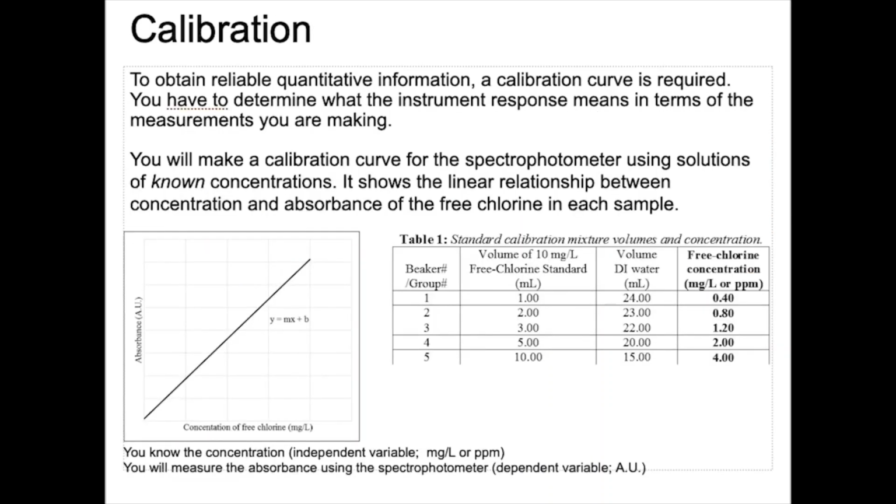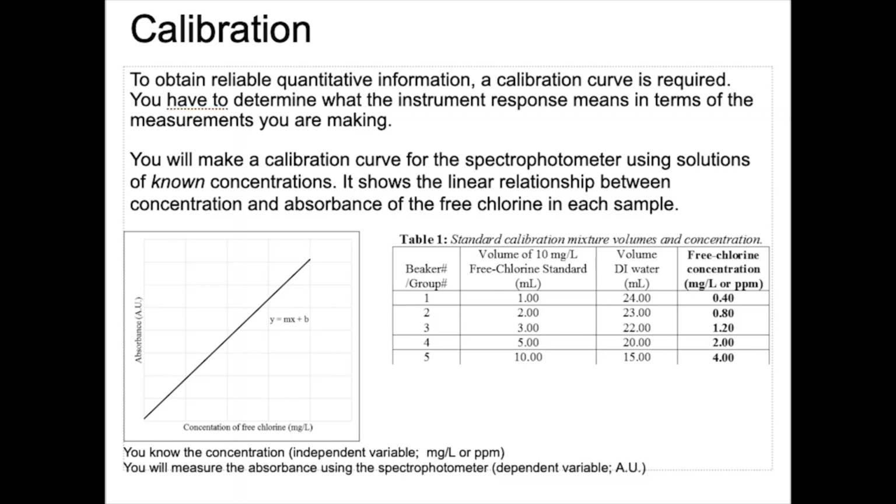Once we make those measurements, we're going to form a calibration curve. We do this so that we have an idea of the trend within our data, and so that we can make some decisions and make some readings on some unknowns based on our measurements and the equipment we have. So we're going to make a calibration curve for this spectrophotometer using solutions of known concentrations.